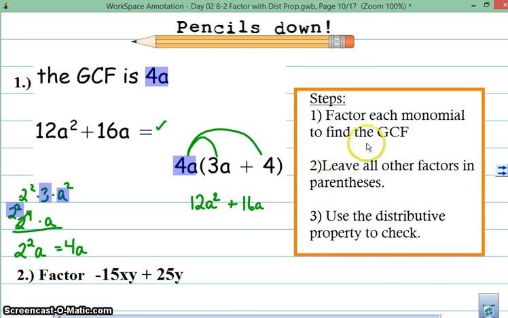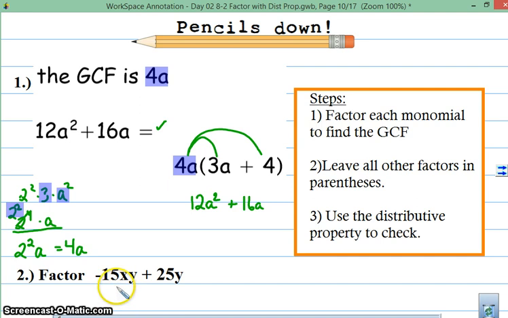Here are the steps. First, you factor each monomial and find the GCF. That was 4a. You put 4a in front of the parentheses, and you leave all the other factors inside the parentheses. You use the distributive property to check. Let's do it again down here.